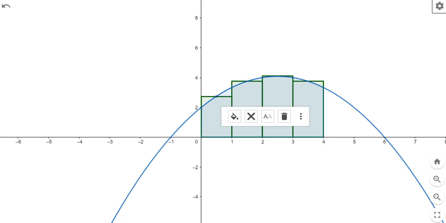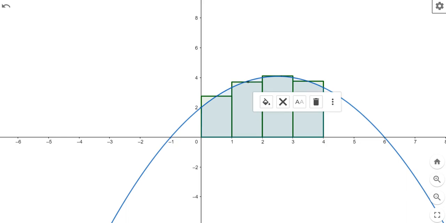Between 0 and 1, I use f of a half to determine the height of my rectangle. Between 1 and 2, I use f of 1.5 to determine the height of my rectangle. Between 2 and 3, I use f of 2.5. Between 3 and 4, I use f of 3.5. This is called a midpoint Riemann approximation. It's not the only way to do it, but it seems kind of a straightforward way to do it, especially given this sort of shape.